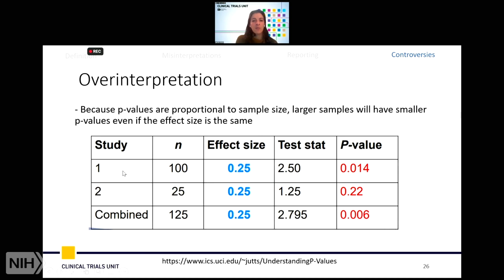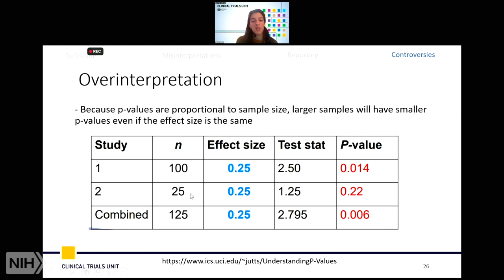And then, as I said, this is an example of how you can have the same effect size, but different p-values as you have different n. This is, again, just because they're proportional to each other, for lack of a better word. So imagine you ran a study with 100 people, you got an effect size of 0.25 and a p-value of 0.014, and you say, okay, great, wow, that was really good. Our study has a significant finding. Let's see if we can replicate it in a small additional group of people.